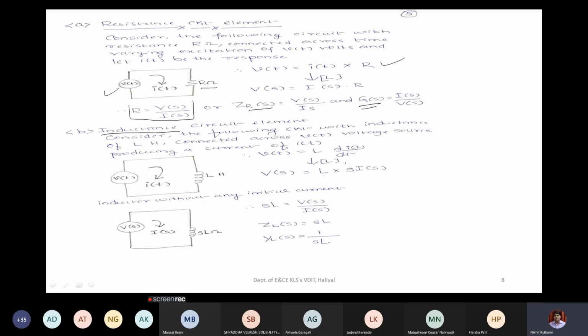So its Laplace transform will be L into S, which is actually Ls into I of S. Okay, getting this? If you solve for Ls or SL, we get this equation, and its impedance is SL. Its admittance will be 1 by SL. Okay, clear?